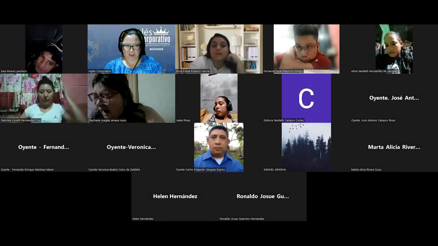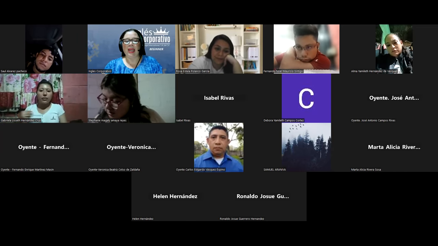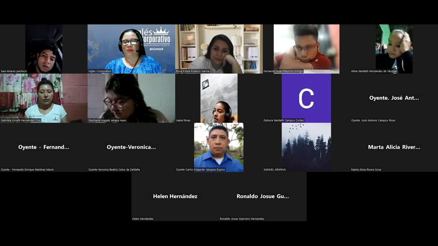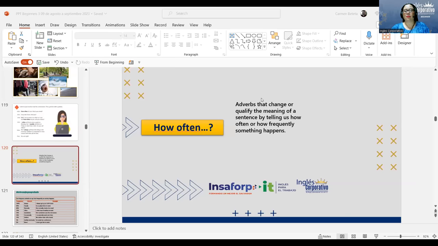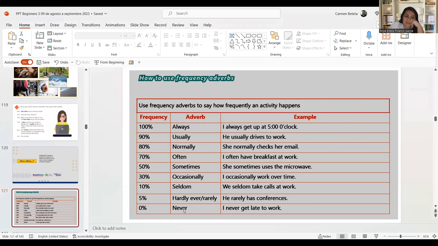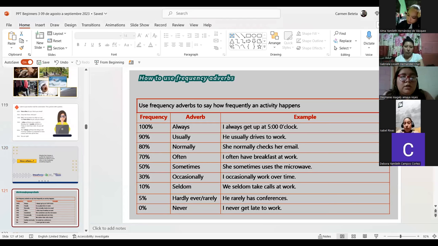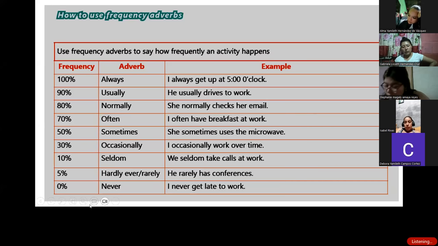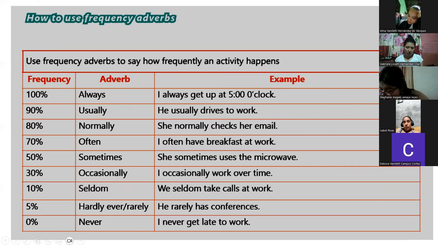Frequency adverbs. Exactly. And what are the adverbs? Always, usually, seldom, rarely, often, normally, sometimes, hardly ever. Hardly ever is one. Rarely is another one. Okay, teacher, thanks. Hardly ever and rarely.